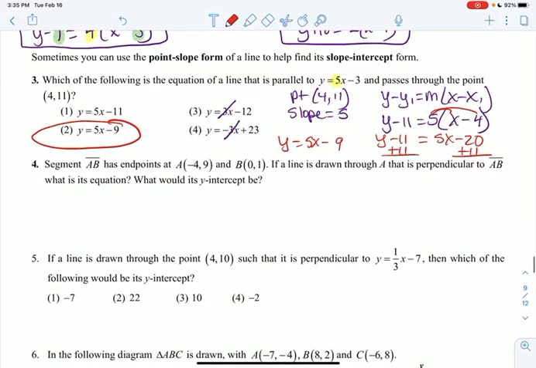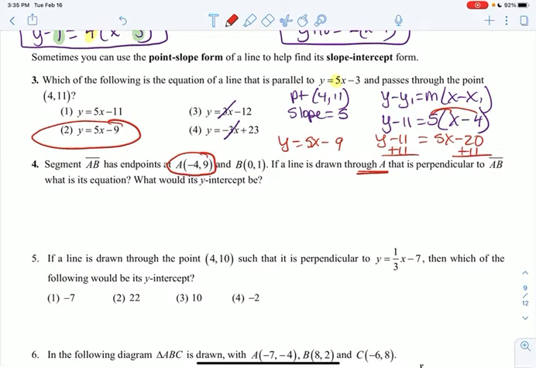Okay. So that's pretty much what we're going to do. Let's see if we have any other different kinds of problems. Segment AB has endpoints at A (-4, 9) and B (0, 1). If a line is drawn through A, all right, so I'm going to use A. A is going to be my point, and it's perpendicular to AB.